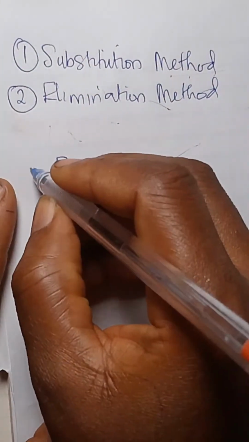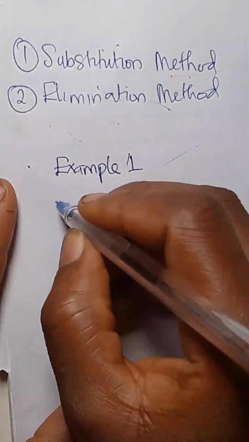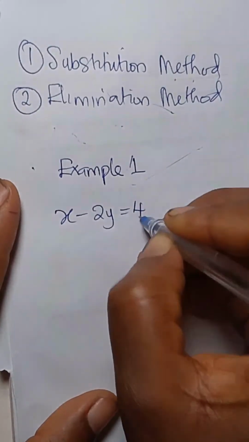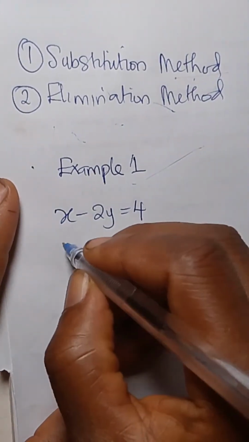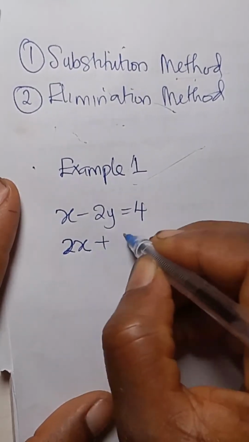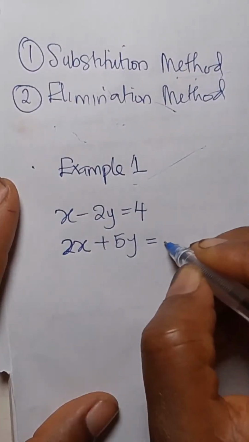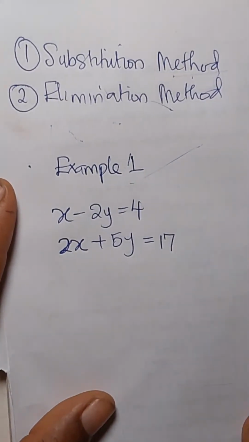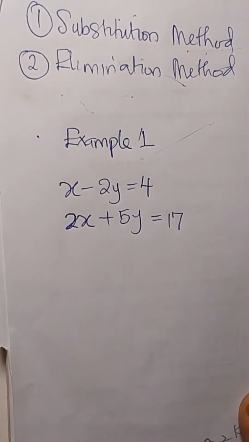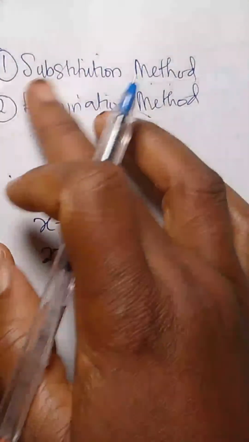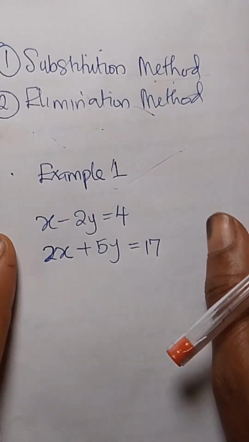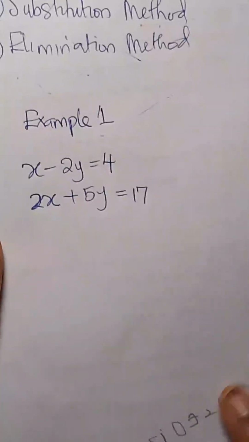So the first example is x minus 2y equals 4, 2x plus 5y equals 17. So this is the question I want to solve. Now, like I said, I'm going to solve 3 questions using the substitution method, and I will also use the elimination method to solve these 3 questions again. All right. So question number 1 is this.